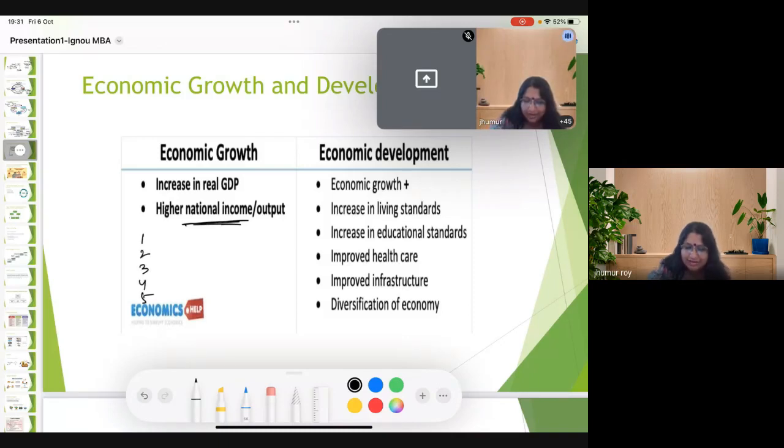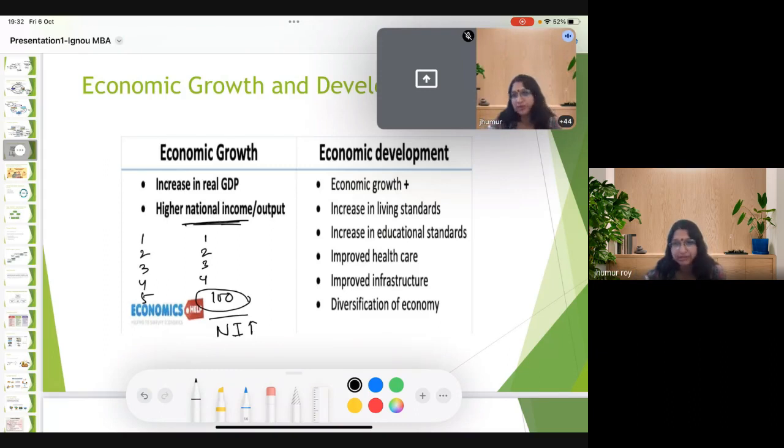Okay. Now I say the income of the others remains one, two, three, four, but the last person starts earning 100 rupees. So I will say, oh, national income has gone up. But what has happened? Has the change taken place? No. Only this one person has become richer. So you cannot take economic growth as a very strong indicator of a country doing well.